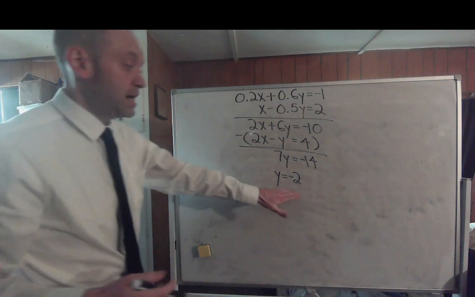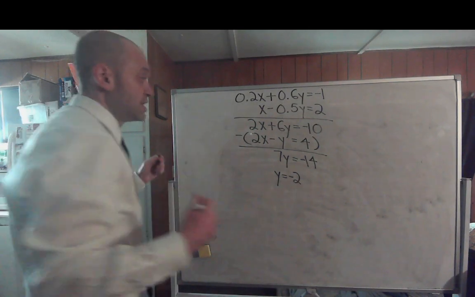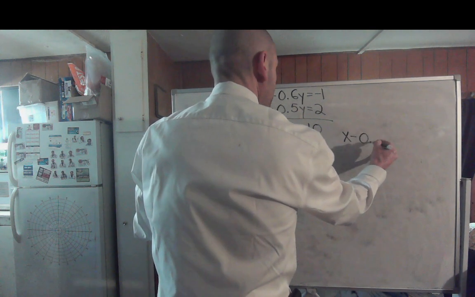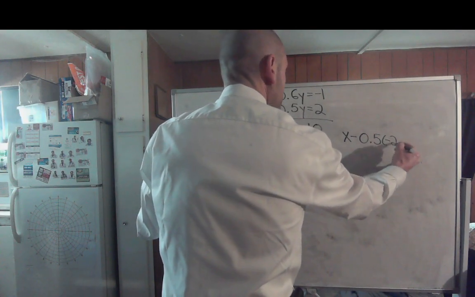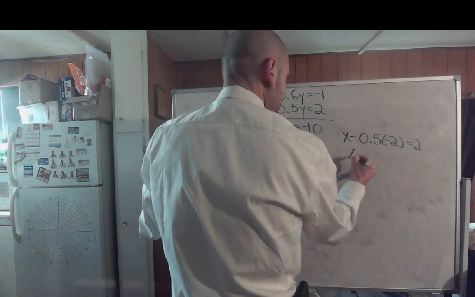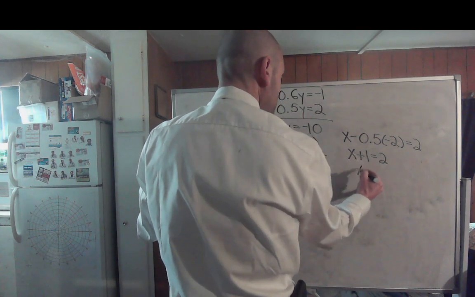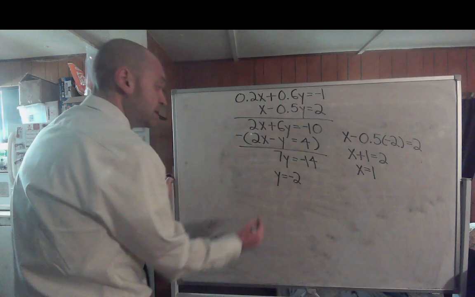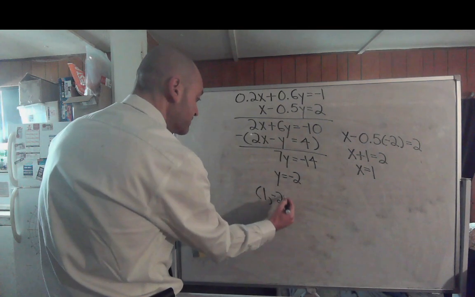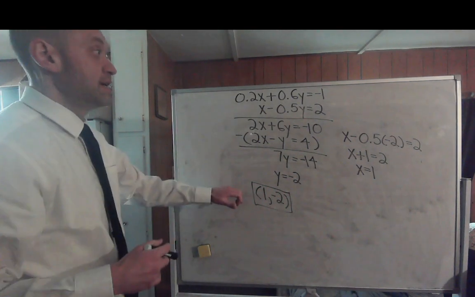All right, we found y. Let's solve for x. Let's put that into one of these original equations. So x minus 0.5 times negative 2 equals 2, which would simply mean that x plus 1 equals 2, so x would equal 1. So these two lines intersect at the ordered pair (1, negative 2).